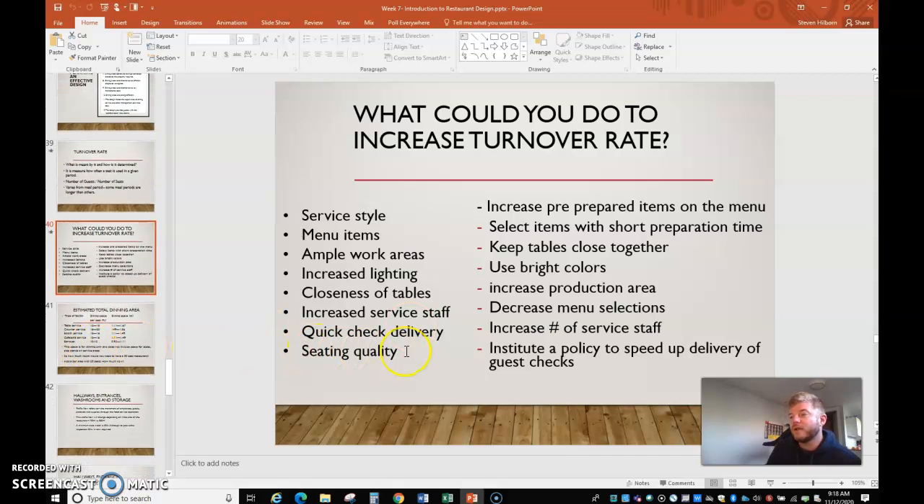And the last one is seating quality. Essentially, if you provide very comfortable seating, you're going to have people sticking around a little while. If you provide more rigid seating, then often they don't stay as long. So depending on your service, if it's fine dining, you want them to stay. You want them to order that extra round of drinks or desserts or whatever it is. If it's more of a fast service style, you want them kind of in and out, so don't have really comfortable big booths and couches.